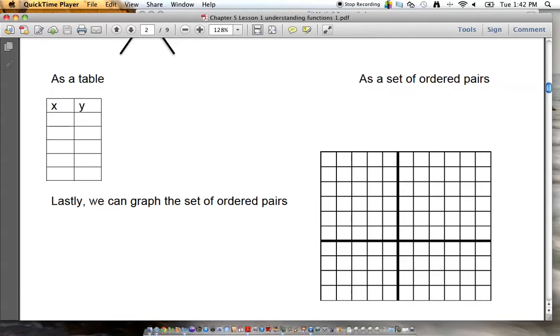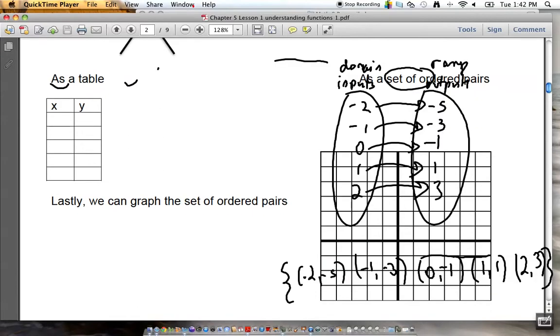Another way to do this is as a table. If I do it as a table, my x's were -2, -1, 0, 1, and 2, and my outputs were -5, -3, -1, 1, and 3. So this is another way to represent a function. So we have a picture, which was over here. We have a set of ordered pairs, which is over here. We have it as a table.